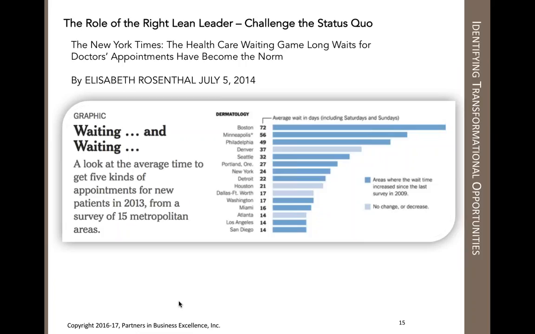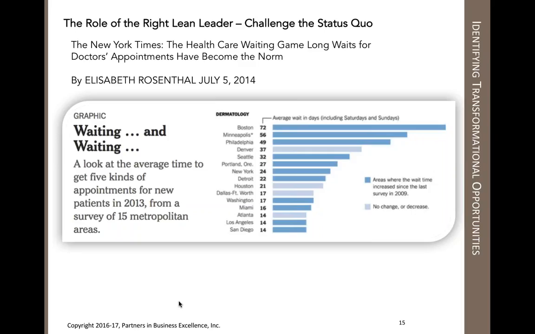So the role of a right lean leader is what? In addition to doing the continuous improvement activities, they really have to challenge the status quo. Here is an example of what could potentially be a transformational opportunity for healthcare. It's an article in the New York Times from 2014.